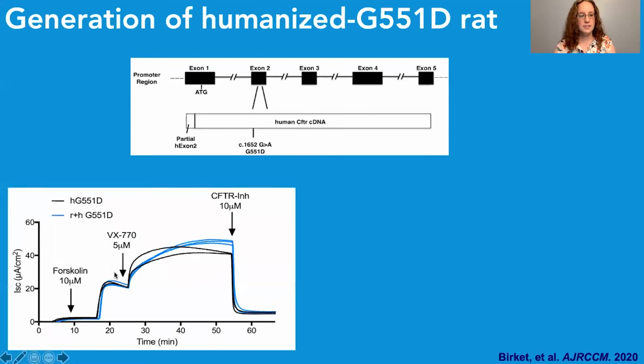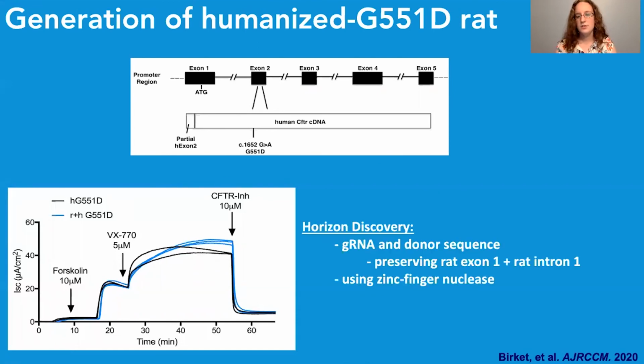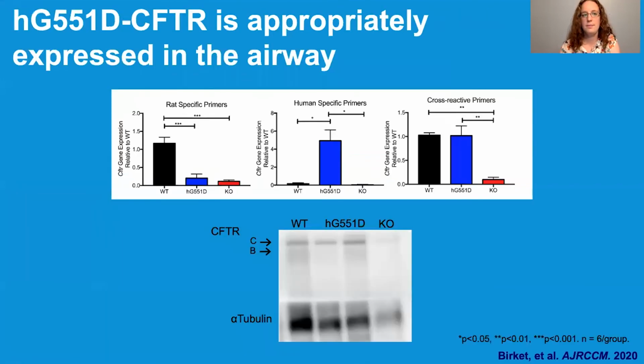We did test this in the cell line first, and if you compare the human-only sequence in the black to the rat-human hybrid in the blue, you can see similar responses to forskolin, VX770, and CFTR inhibitor INH172, indicating that the hybrid protein behaves as well as the human. So this sequence was sent to Horizon Discovery to generate guide RNAs, preserving the first exon and intron of the rat genome, and the model was created using zinc finger nuclease.